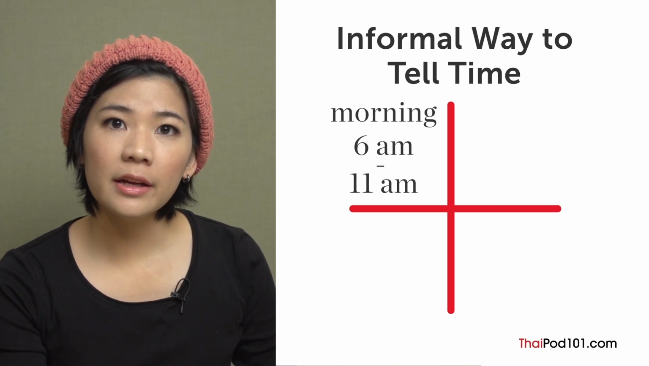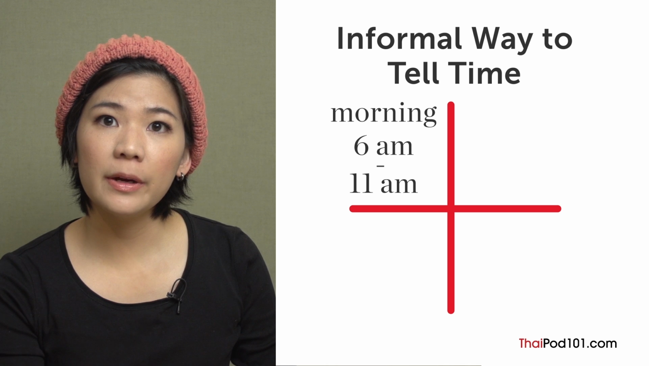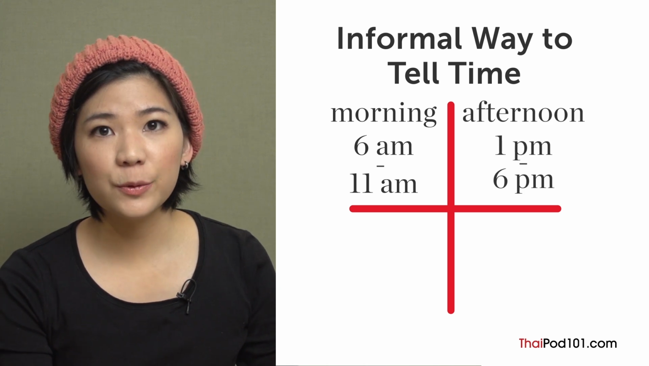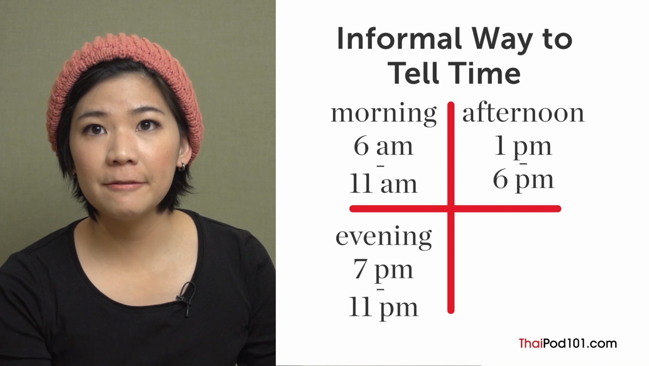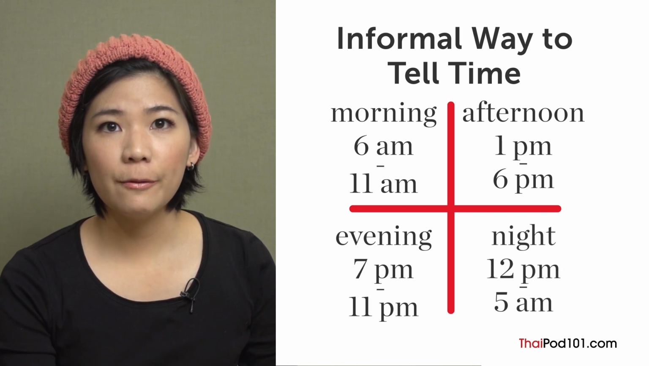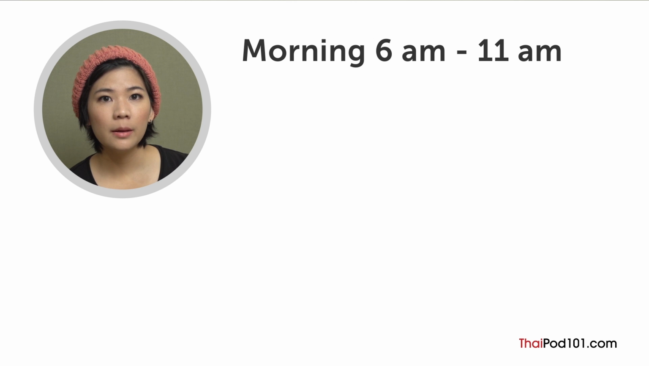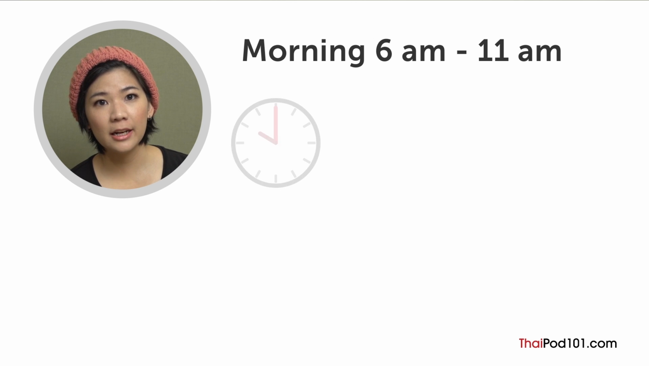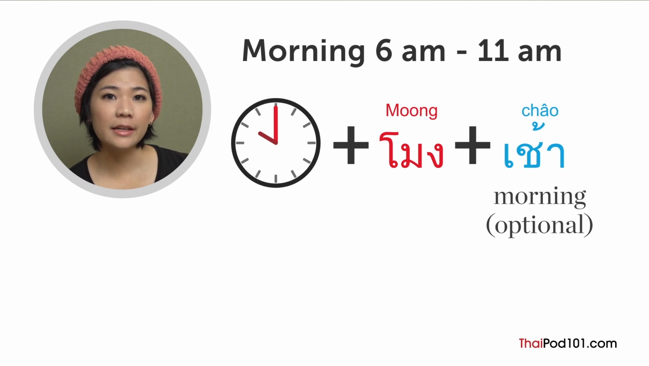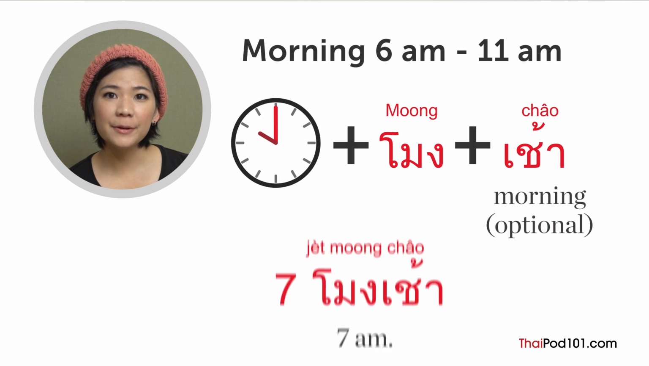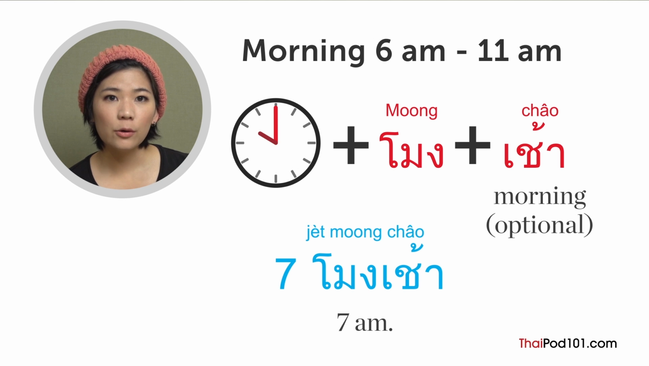These are morning, 6 a.m. until 11 a.m.; afternoon, 1 to 6 p.m.; evening, 7 to 11 p.m.; and night, 12 to 5 a.m. First, in the morning, between 6 a.m. and 11 a.m., we put the word โมง followed by เช้า, or morning. So, for example, 7 โมงเช้า means 7 a.m.